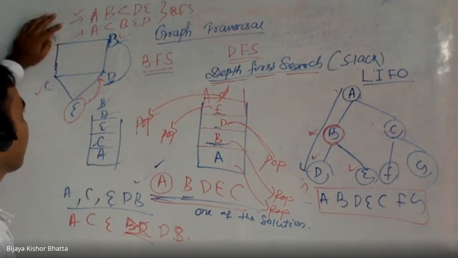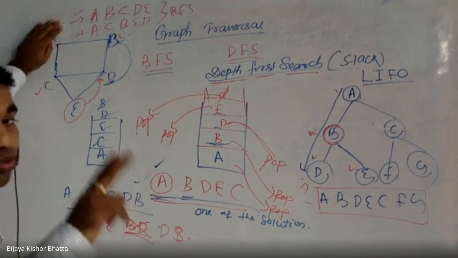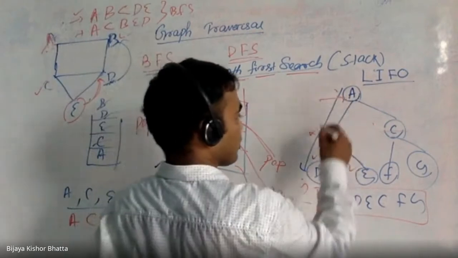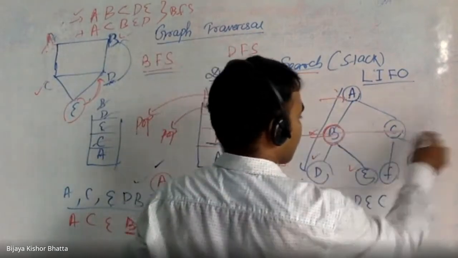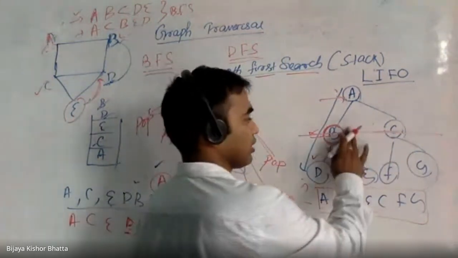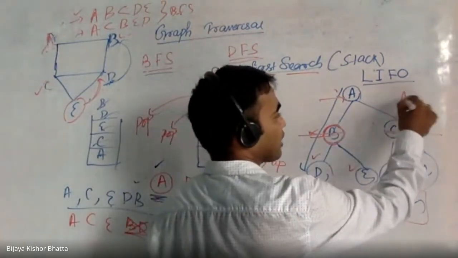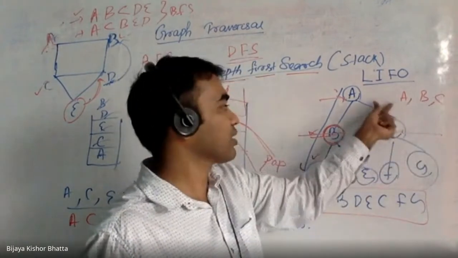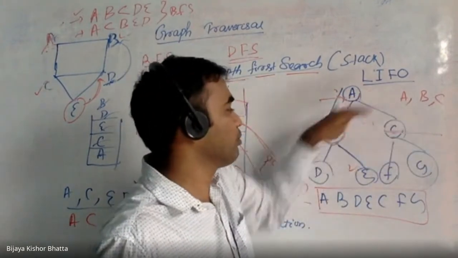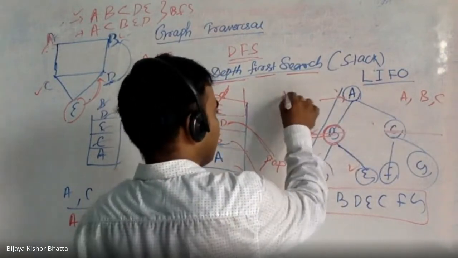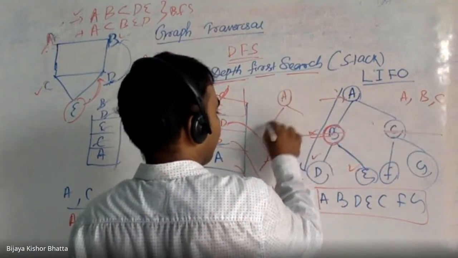And we are starting from A. Since A has two children, like in this example, A has B and C. So I'll process this layer, A and B and C, but B and C have no connection. If we look into this example, what will be the answer? Suppose this is my tree: A, B, C. It will be A, B, C.